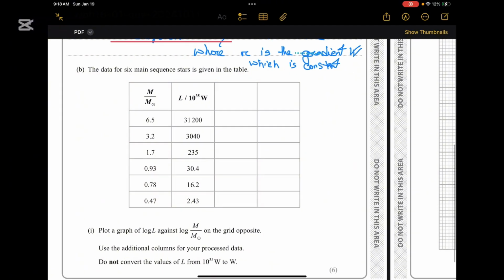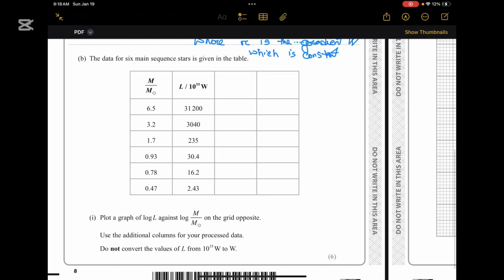So now let's move forward to this question. They have said the data for 6 main sequence stars is given below in the table. Plot a graph of log L against log M. When they say log L against log M, the first one is going to be our y-axis and this is going to be on our x-axis. So these L values need to be taken into log.